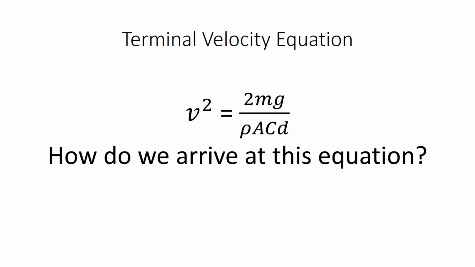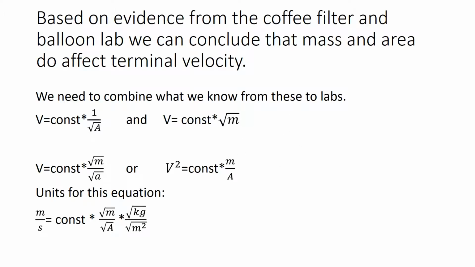So how do we get to this equation? Based on our evidence from the coffee filter and the balloon lab, we can conclude that mass and area do affect terminal velocity. So we need to combine what we know from these 2 labs. We need to think about our units. We know that velocity is measured in meters per second. We know there's some kind of constant that we don't know yet.